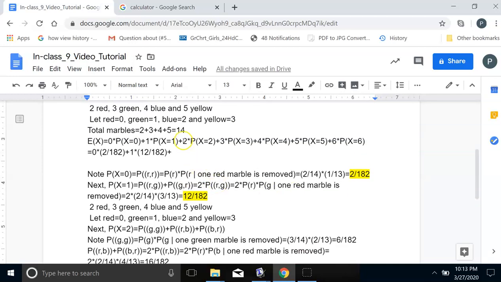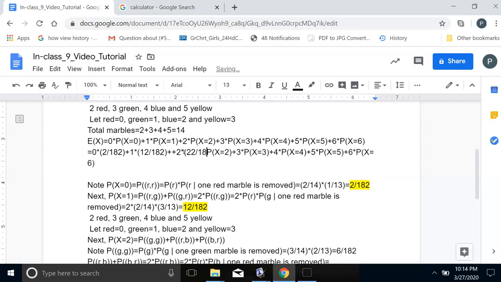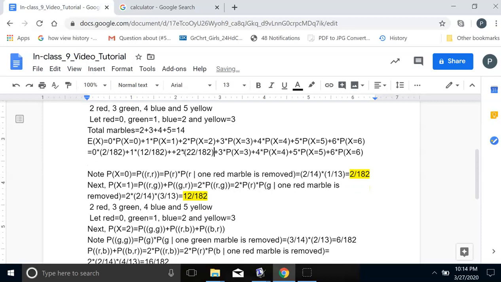So actually, let me just copy this line down here. We'll start replacing them as we're going along. So we just said this guy now is 22 over 182. We can now take this guy away. So let's do probability x equals 3 next. Okay, let's keep going.